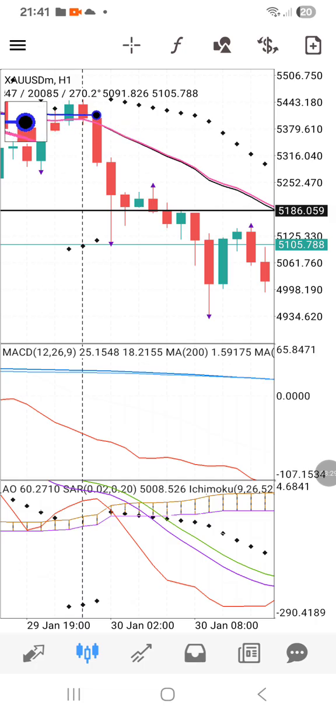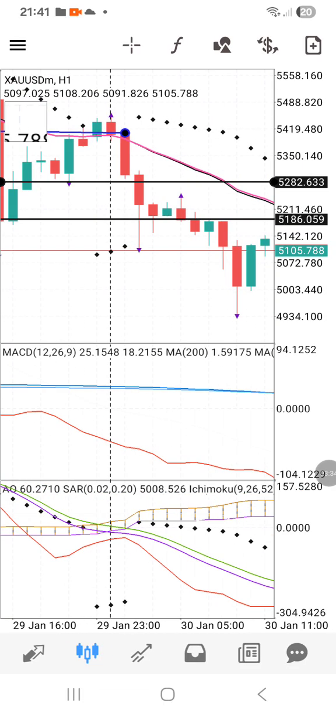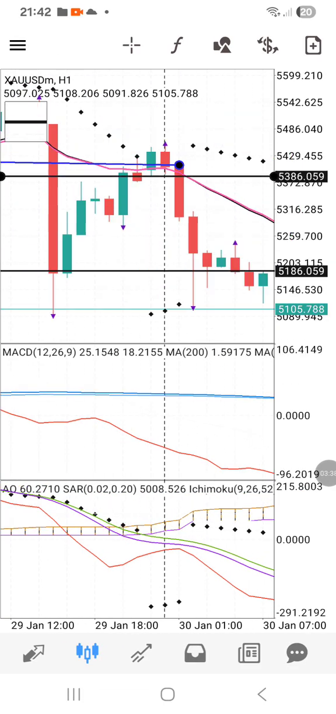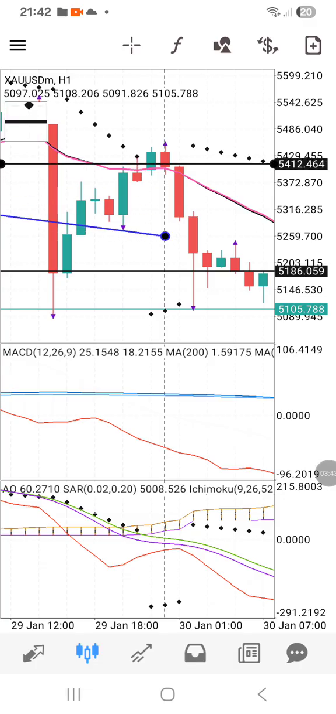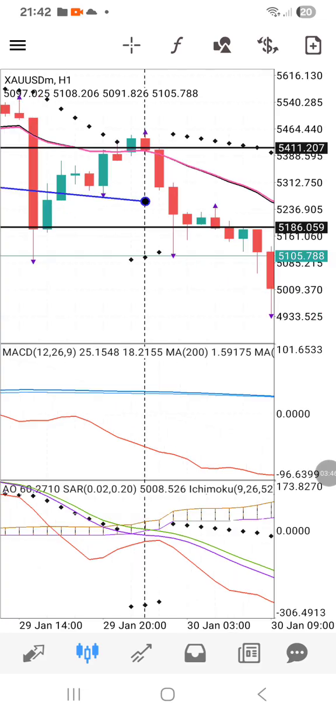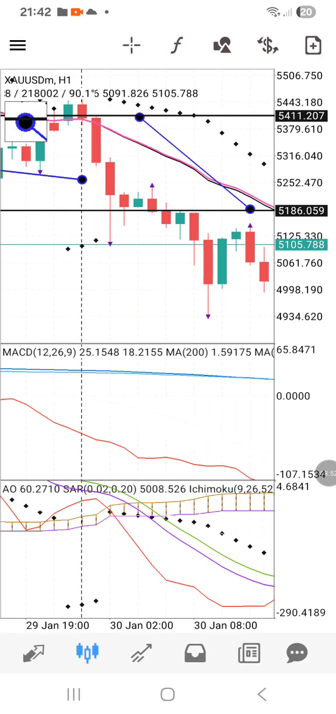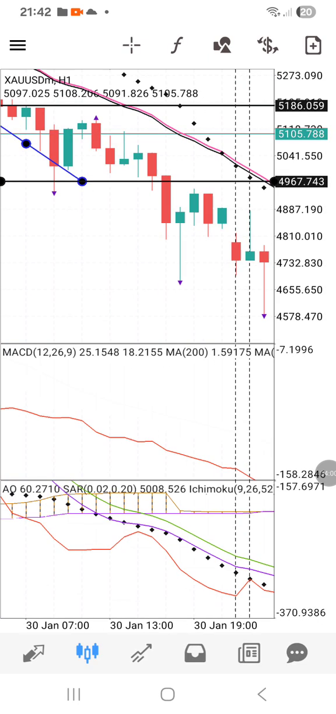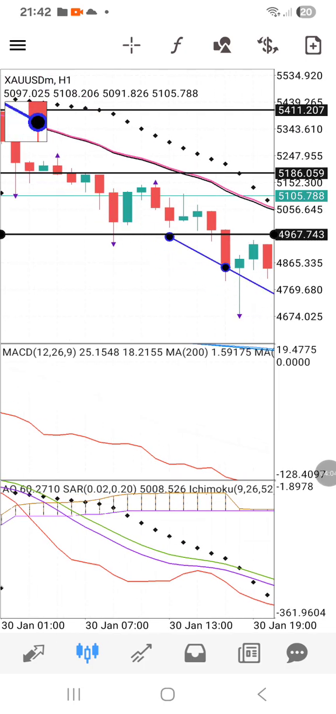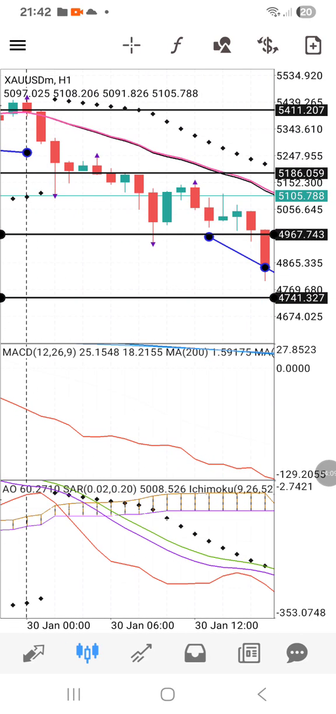The stop loss will be above the lapping candle. So above the high of the lapping candle, that's where your stop loss is. Now your take profit will be ratio 1 to 1 or ratio 1 to 2. This is ratio 1 to 1, and this is ratio 1 to 2. Don't forget we use SMC.